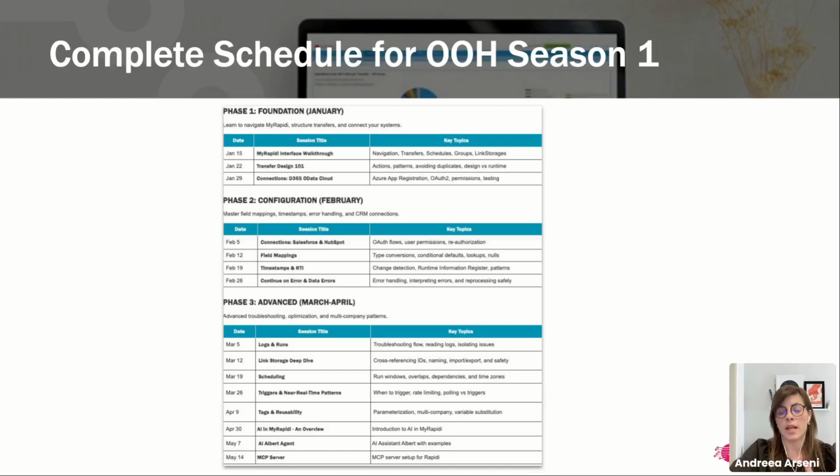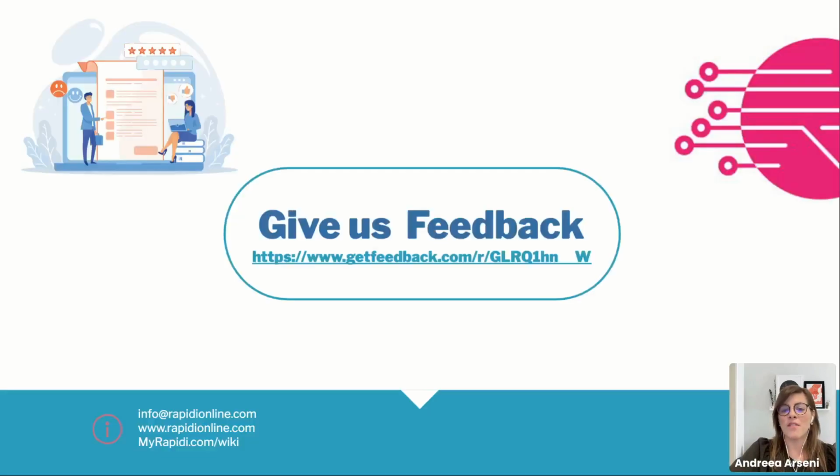So next week and then the week after, and then we finalize our office hours for this season. If you have any feedback, feel free to add anything here into this form. Any questions, anything specific to the AI usage within MyRapidi, you can also let us know. If there are things that you want to automate, or maybe you want to get specific information via Albert, then please let us know and we can take a look at that and build something.